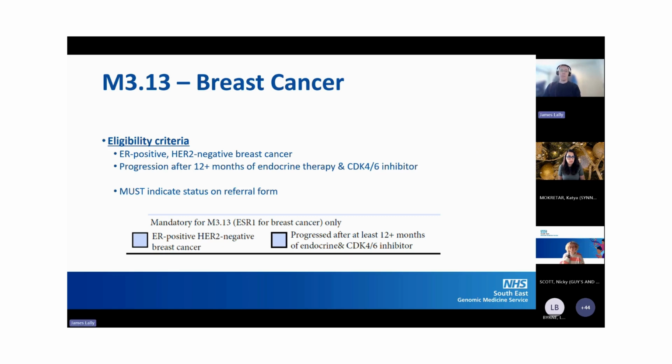M3 is the National Genomic Test Directory M code covering somatic testing in breast cancer. Within this, the specific test code M3.13 covers ctDNA testing for breast cancer patients meeting the eligibility criteria. Patients must have a diagnosis of ER-positive, HER2-negative breast cancer.